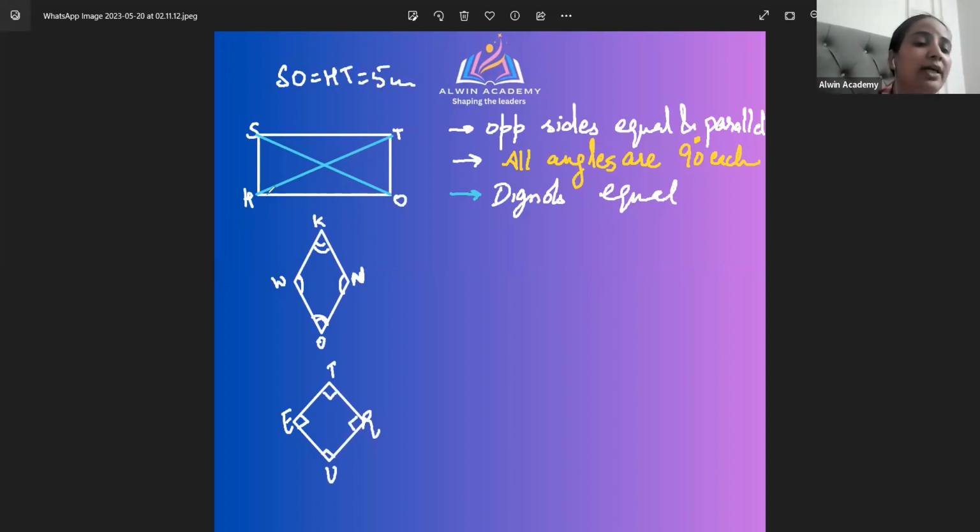In parallelograms, we know that diagonals bisect each other, right? So if I name this as A, then HA equals AT equals 2.5, because 2.5 plus 2.5 together will be 5, right or not? And this SA and AO, they'll both also be 2.5. So all the segments of diagonals here are also equal. Because the diagonals are equal, their halves are also equal. Is it right or not?